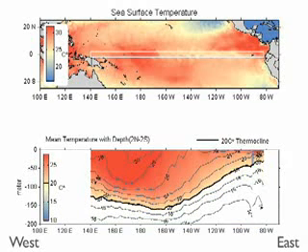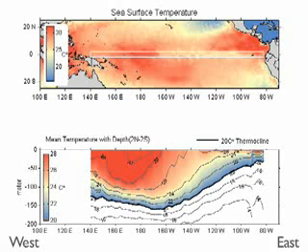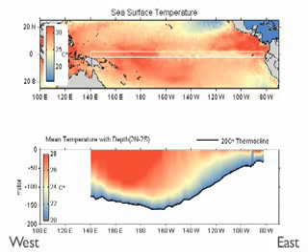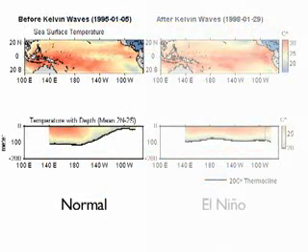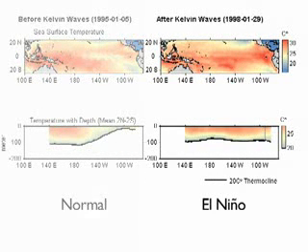Scientists use the depth of the 20 degrees Celsius thermocline in the equatorial region of the Pacific Ocean to determine if an El Niño event is occurring. In normal years, the 20 degrees Celsius thermocline is deeper in the western boundary region and shallower in the eastern boundary region. But during El Niño, this thermocline becomes flattened.